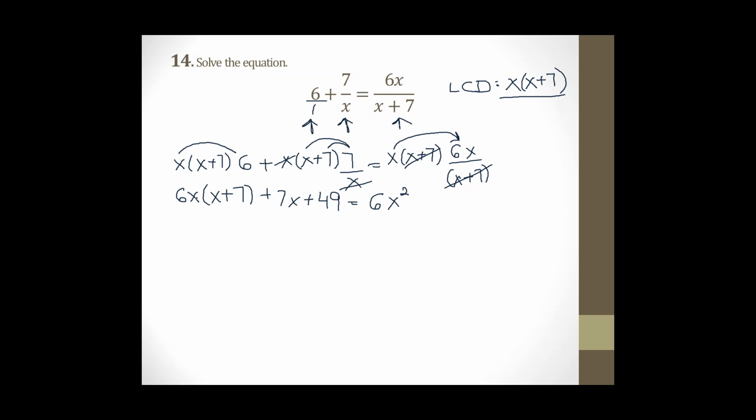Okay, I'm not done here. I still got parentheses, so I'm going to use the distributive property again. And 6x times x is 6x squared. 6x times 7 is 42x. And then I'm just bringing down the rest of my terms. So as you noticed, I got rid of the fractions, and I'm just solving this problem like every other problem, moving everything to one side, setting it equal to 0, and checking if you have to factor or whatever cancels out.